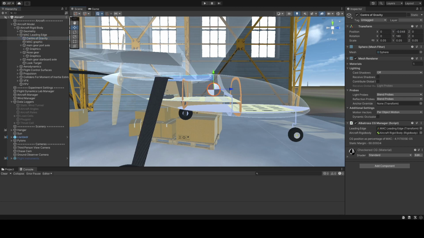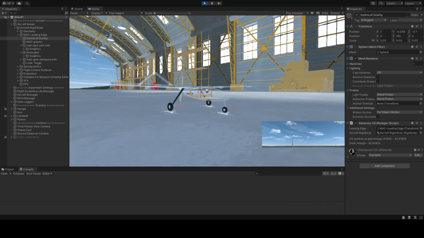For this model, the z-axis is the longitudinal axis. A positive value of z will move the CG aft of the leading edge and a negative will move it forward. This shows a positive z coordinate, moving it backwards from the leading edge, and this shows a negative, moving it forward from the leading edge.